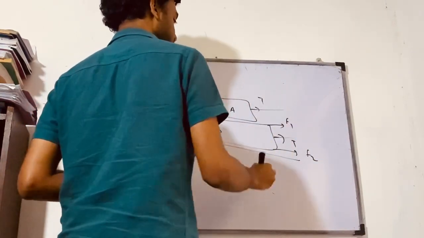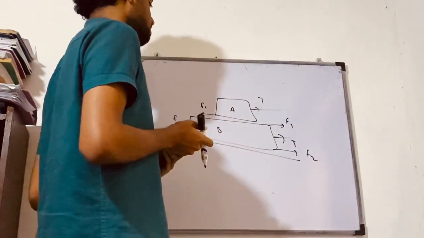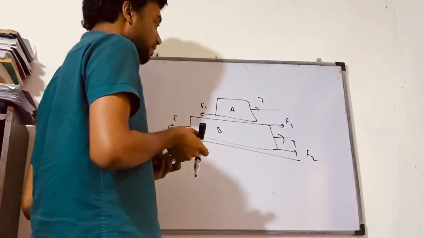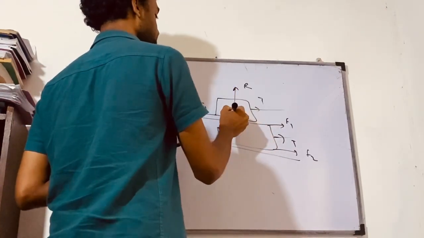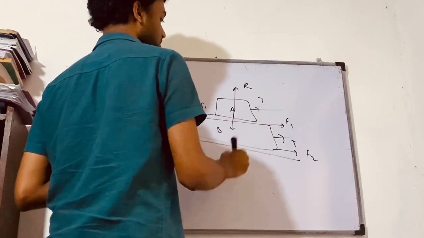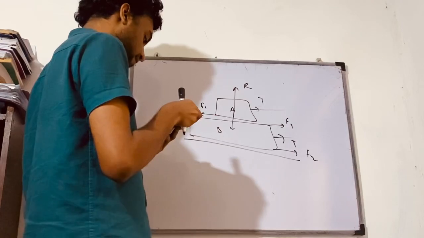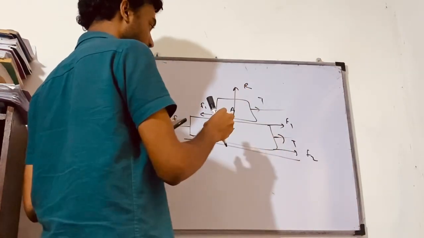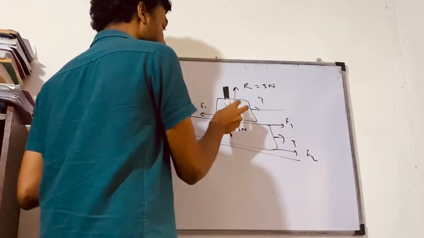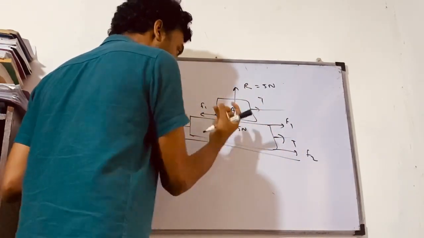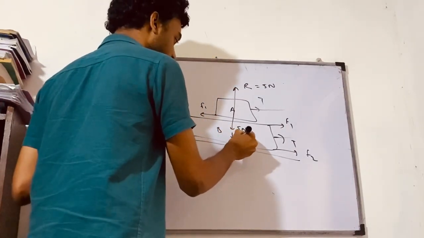So this is the tension T. This tension T is equal to this tension T because it's the same string. Now there's a reaction on A because its weight is there. What's the weight? The weight of A is 5 newtons because its mass is 0.5 kg. Therefore the reaction should be 5 newtons as well. This 5 newtons is felt on B as well.